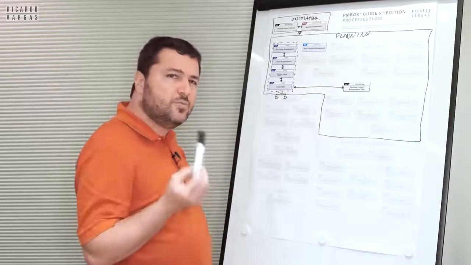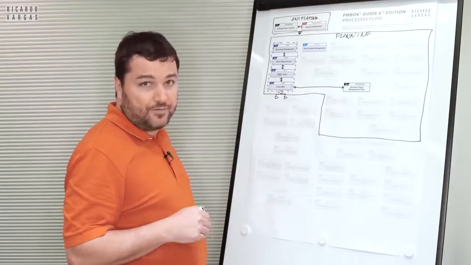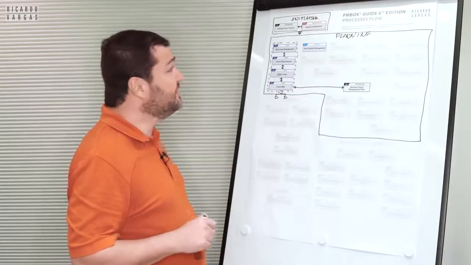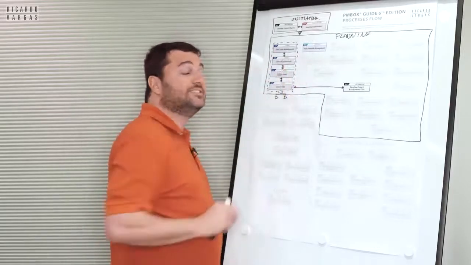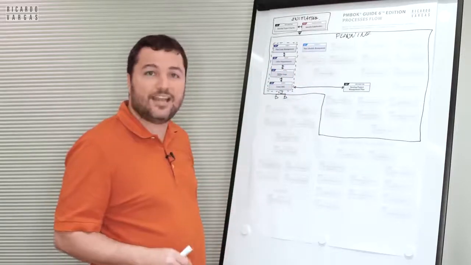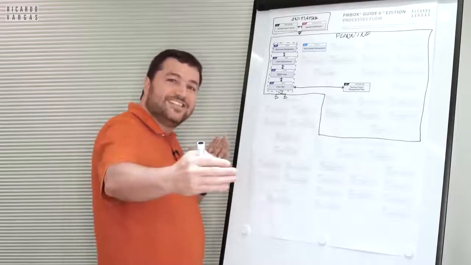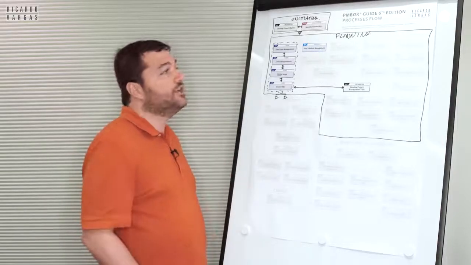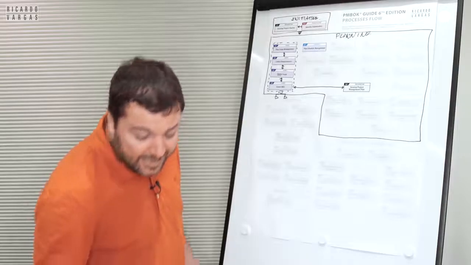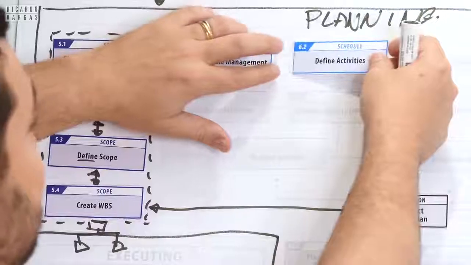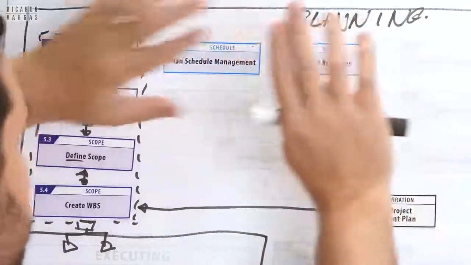And one point that you may notice, for those who are coming from the PMBOK 5th edition, it used to be called time, and now it's called schedule because we are talking about the time and how the time flows in your project. After that, you will define the activities. Very, very important here.